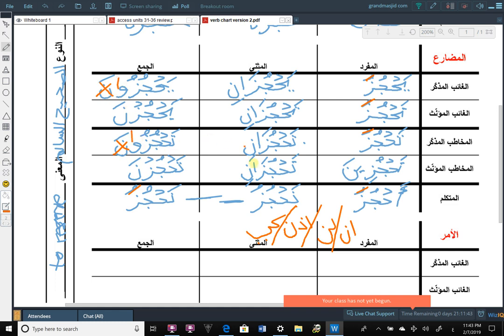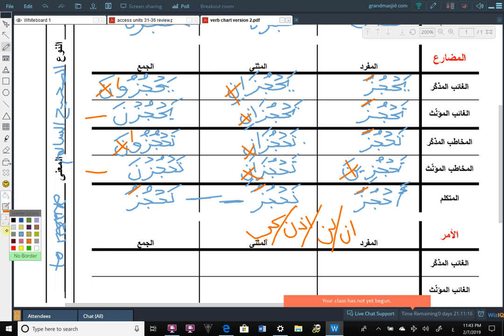Here we'll add an alif, right? All these are going to be dropped. And it's going to be tahjuzi, tahjuza, yahjuza, yahjuzu, like this. Right? These two, as we said, third person and second person feminine plural, they're going to stay the same. There's noon of niswa, makes them mabni.